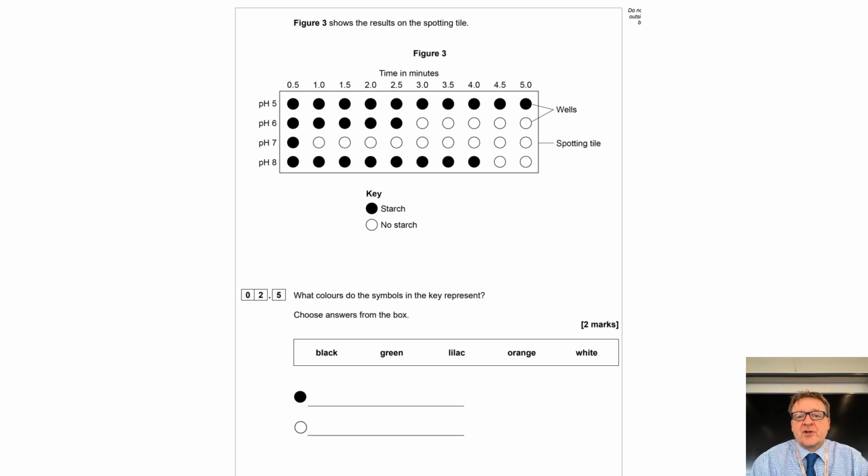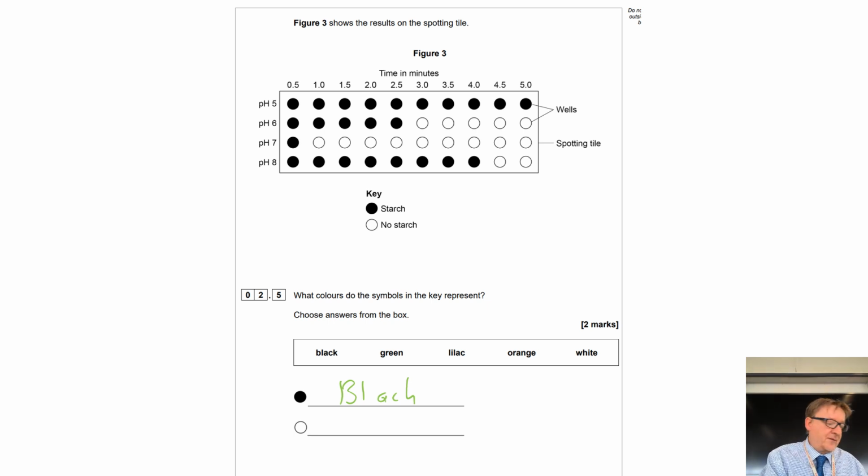Figure 3 shows the results on the spotting tile. Fabulous, it's a bit different to the spotting tiles that I've seen. What colours do the symbols in the key represent? Choose answers from the box. So black represents black. That is when the iodine reacts with the starch and it goes black. Sometimes I say blue-black, I'm not quite sure which it is, it looks black to me. White is when there is no reaction.